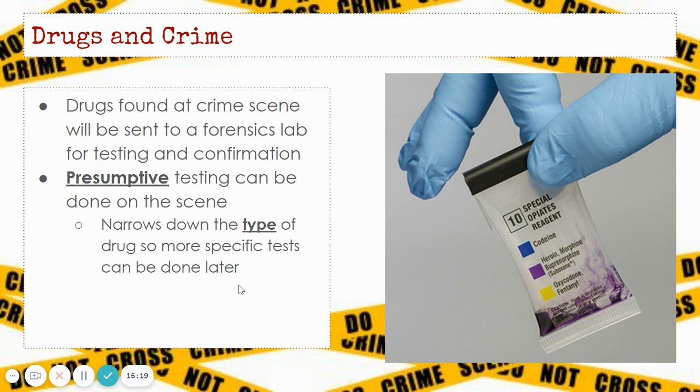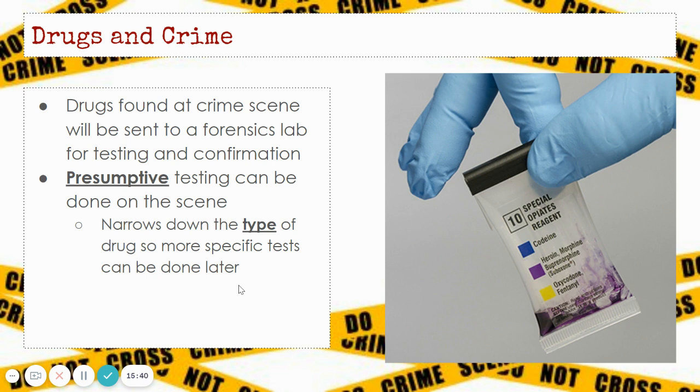Drugs found at the crime scene are going to be sent to a forensics lab for testing and confirmation. We may do presumptive testing at the scene. Presumptive testing is going to narrow down the type of drug so that more specific tests can be done later. It's also going to determine, if we find like a white powder, whether it actually is a drug or not, so if it needs to be collected.